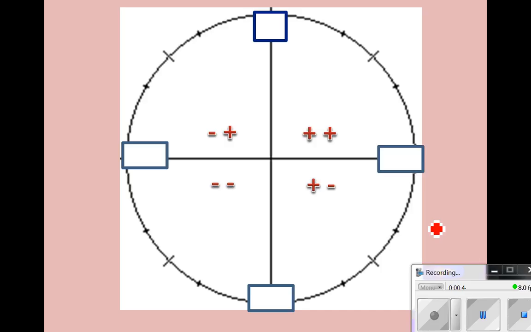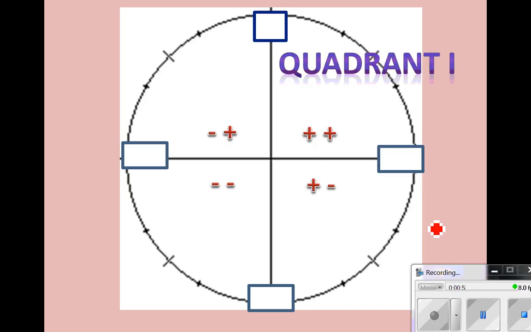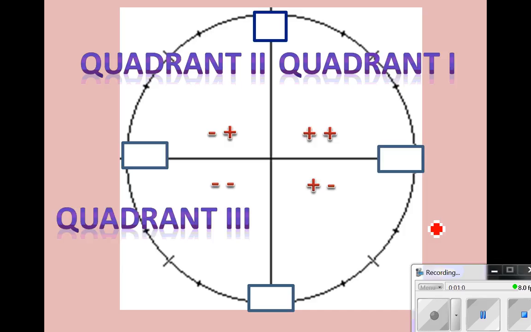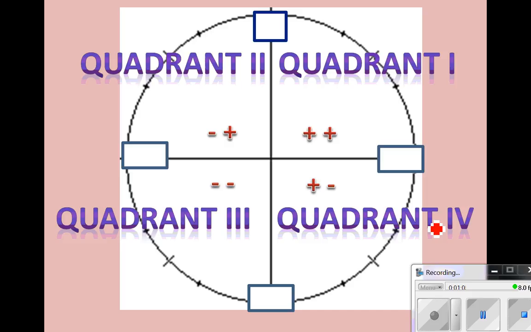Each of these quadrants has a specific name, and we use Roman numerals to describe them. This is quadrant 1. Of course, it's the one you've been using the longest because both the x and the y are positive. And then you're going to go counterclockwise: quadrant 2, quadrant 3, and quadrant 4, again using our Roman numerals.